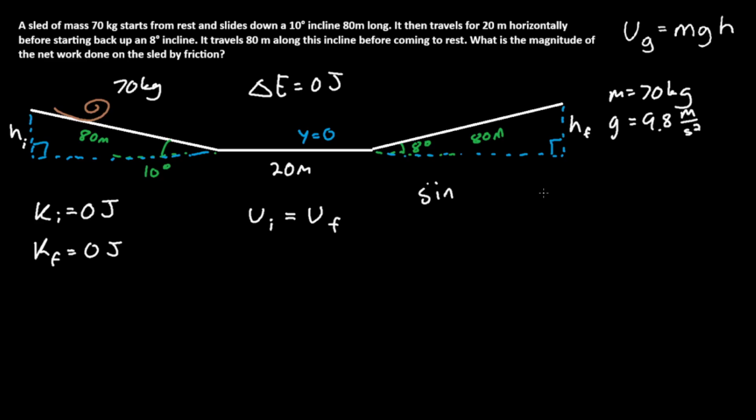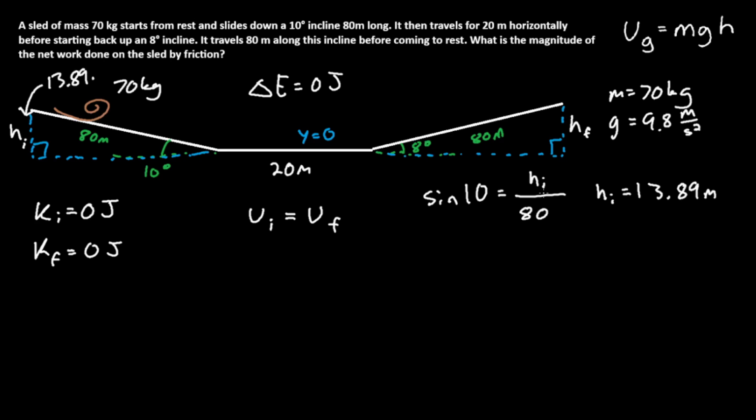Let's solve for the initial height first. So the sine of 10 degrees is equal to the opposite over the hypotenuse of this right triangle. The opposite side is h_i, and the hypotenuse is 80 meters. So if you isolate h_i, the initial height, you would get an initial height of 13.89 meters. So this side length here is equal to 13.89 meters.